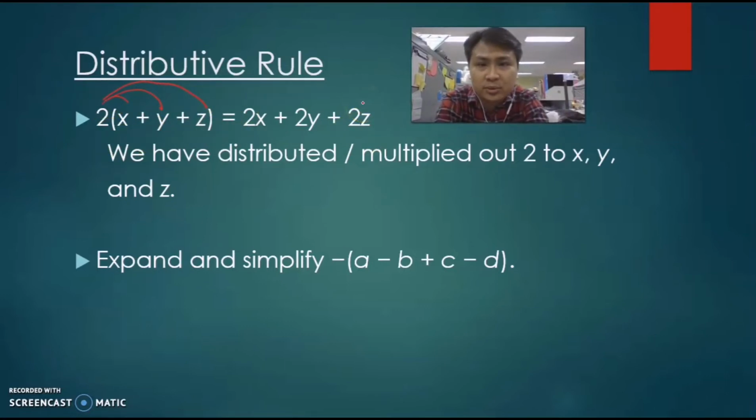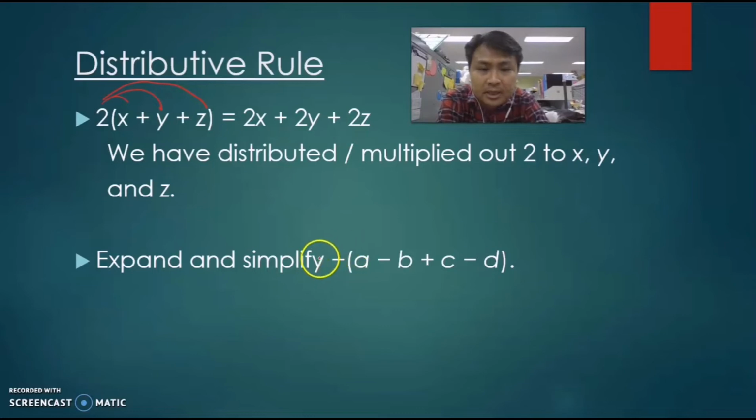So what does distributive rule mean? Eventually it just means whatever is in front of the brackets is equally being distributed or multiplied out to all the terms that are inside the brackets. This is the meaning of distributive rule. That means we distribute 2 to x, to y, as well as to z, all of them, and we'll end up with 2x plus 2y plus 2z. That's the meaning of distributive rule.